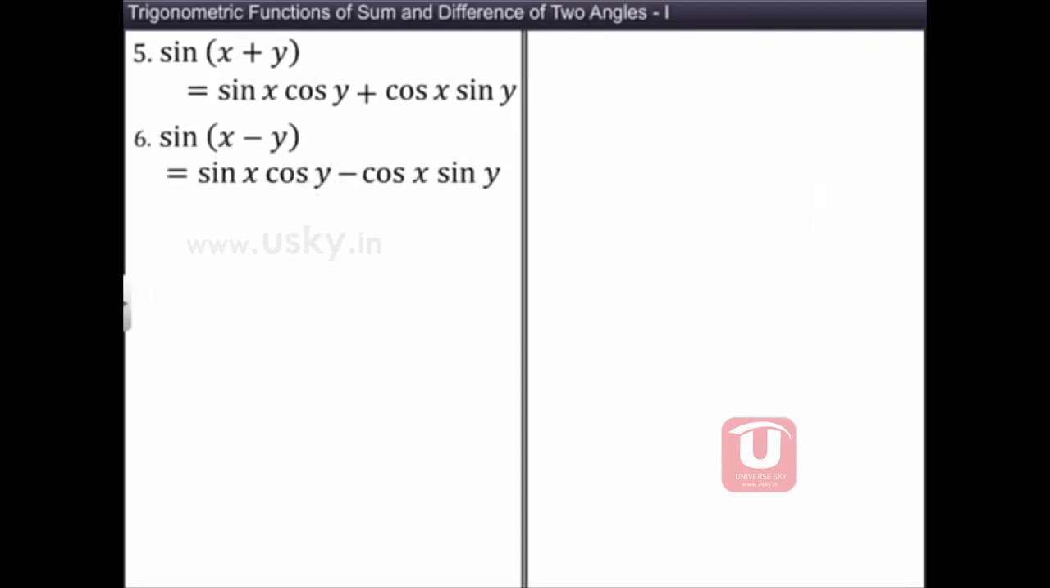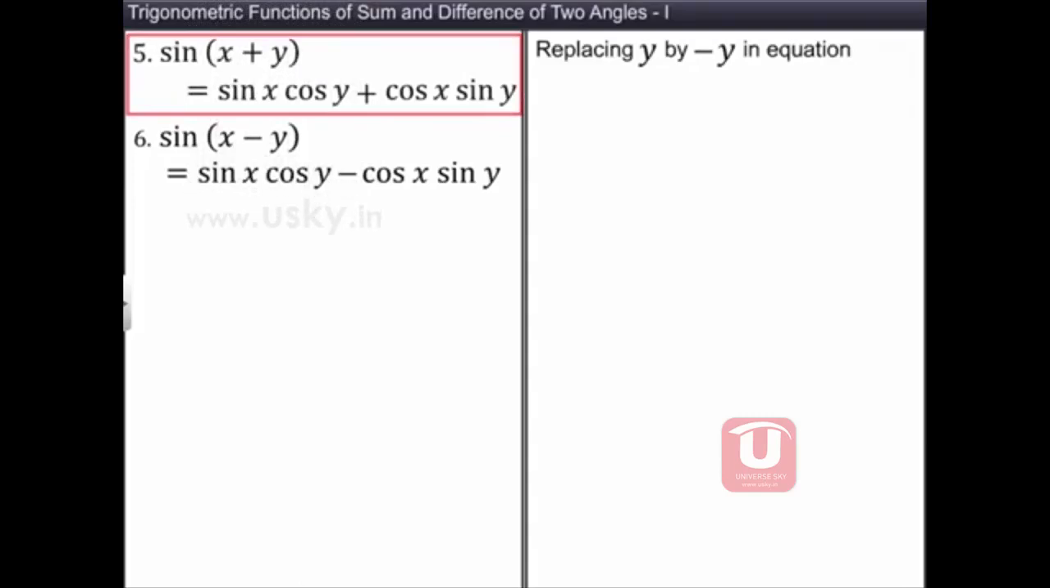Now, let's prove sin of x minus y is equal to sin x into cos y minus cos x into sin y. Now, replacing y by minus y in equation 5.